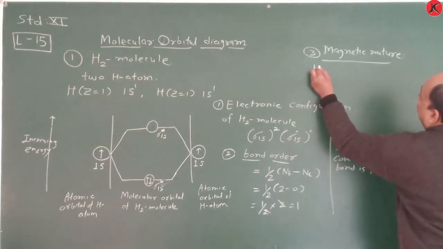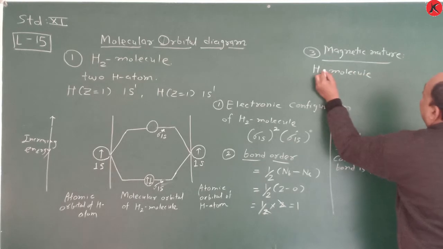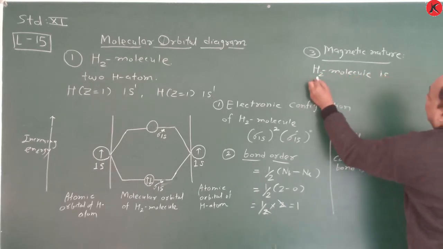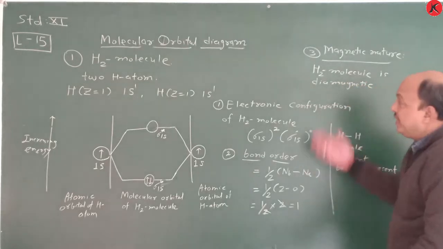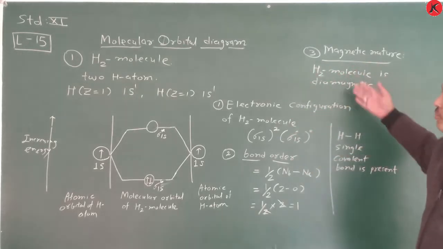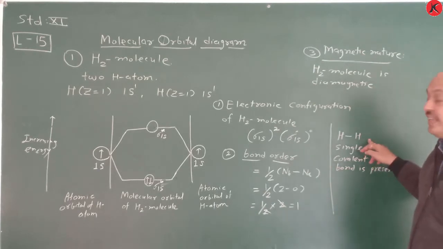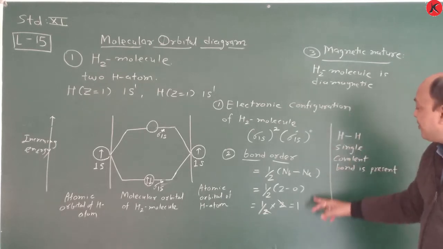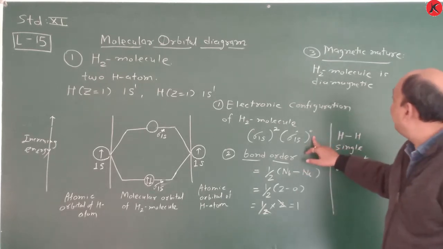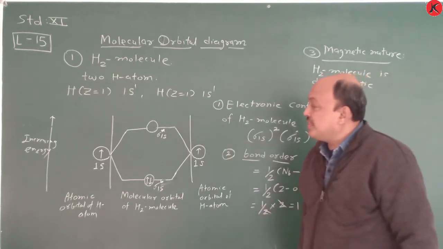This H2 molecule is diamagnetic. Okay, so this is all about the H2 molecule. That's why this hydrogen and hydrogen possess a single bond, and that's why H2 is stable, the bond order is also 1, the electronic configuration is this, the magnetic nature is diamagnetic, and we have to draw the structure.